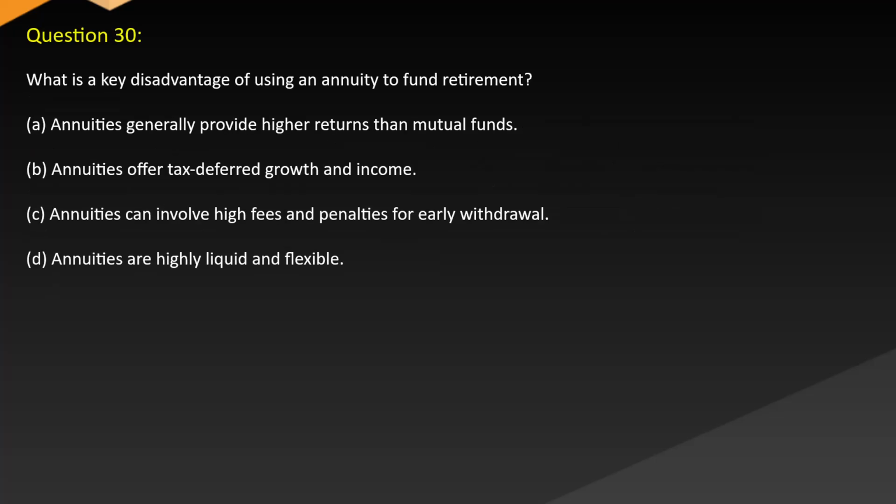Question 30. What is a key disadvantage of using an annuity to fund retirement? A. Annuities generally provide higher returns than mutual funds. B. Annuities offer tax-deferred growth in income. C. Annuities can involve high fees and penalties for early withdrawal. D. Annuities are highly liquid and flexible.